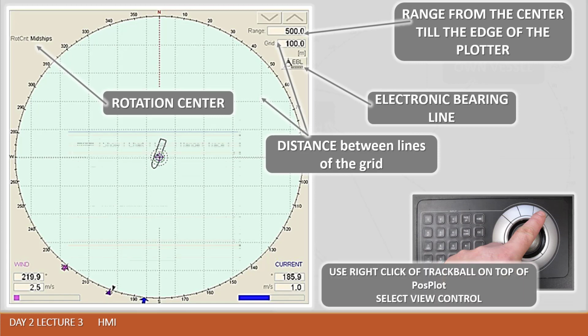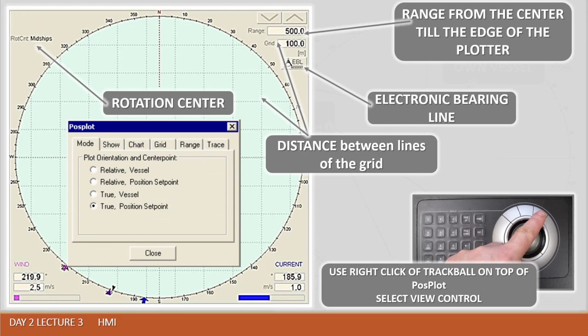Here we have some pop-up menus responsible for the setup of the information displayed at the position plotter of KPOS 7. In mode, you can select the orientation and center point of our plotter. For example, orientation relative and center point vessel, orientation true and center point position set point.